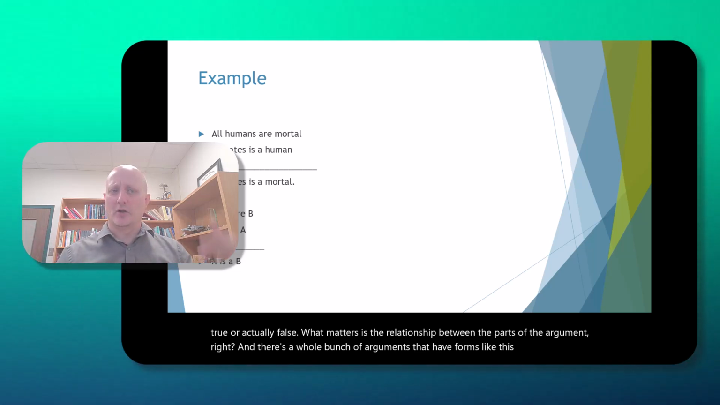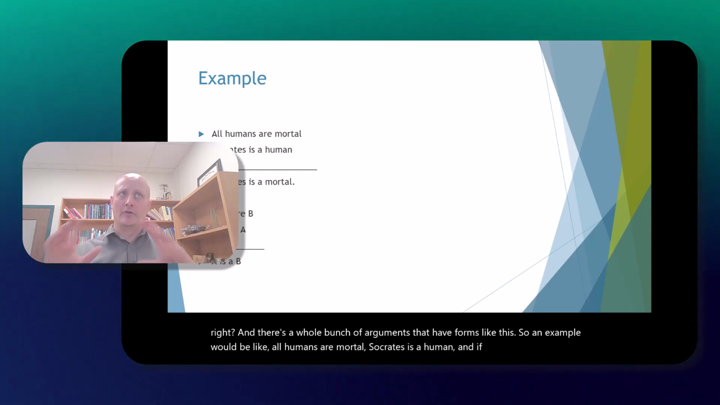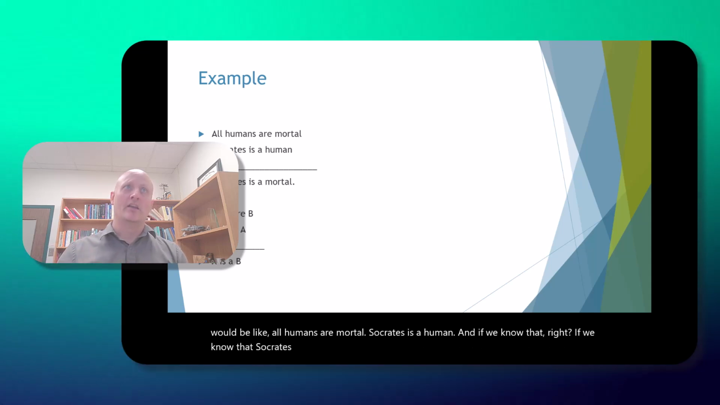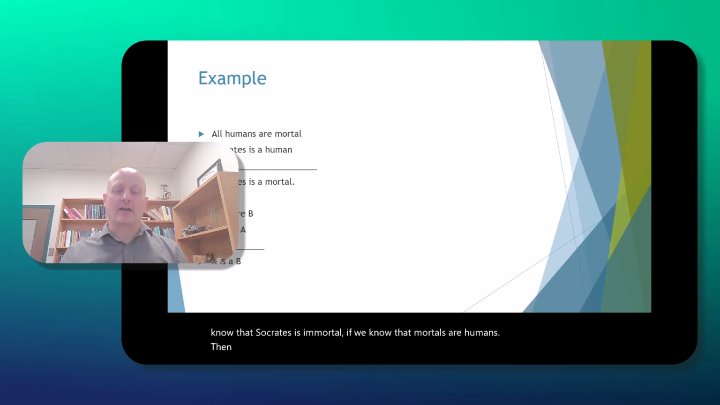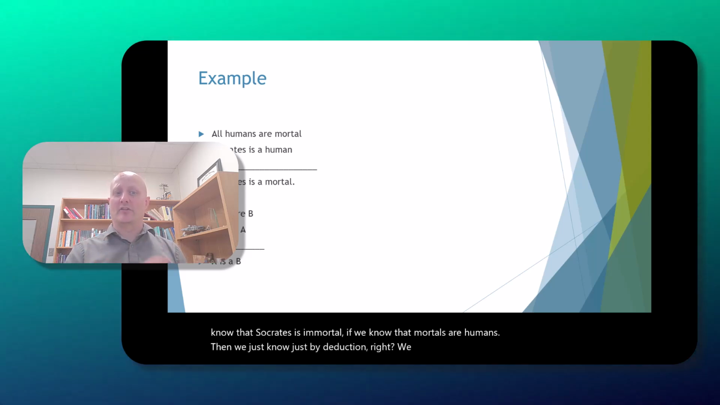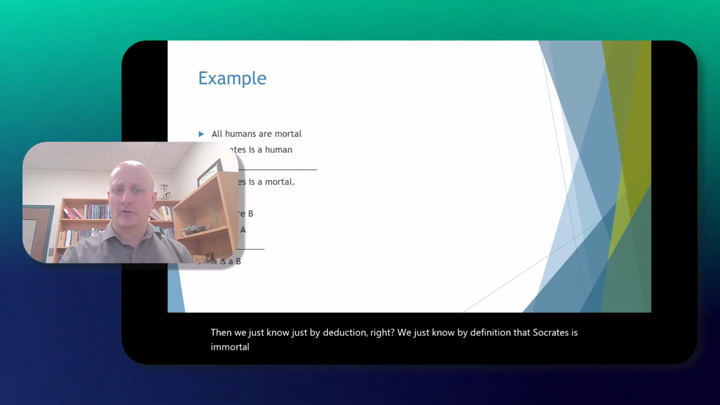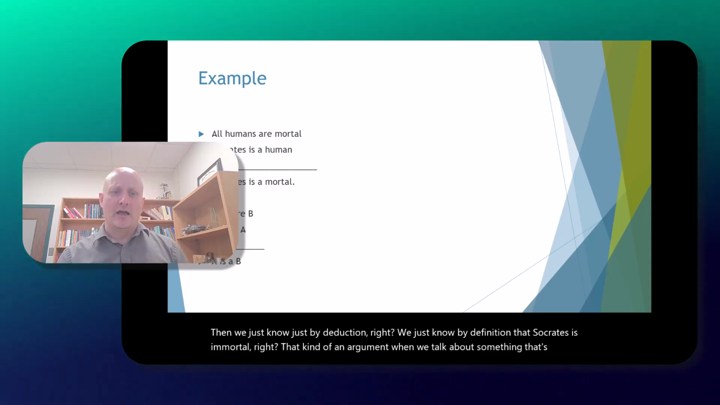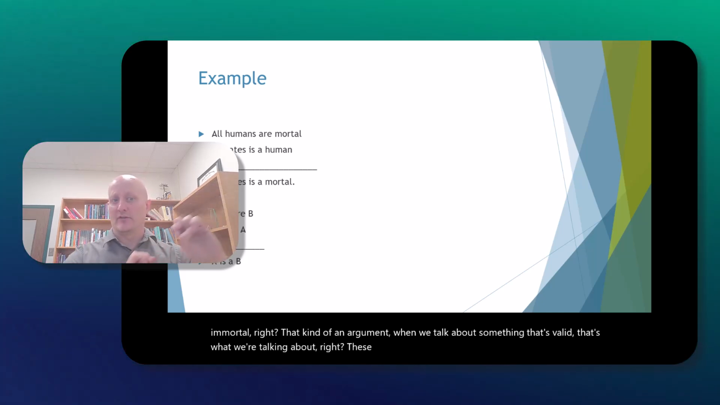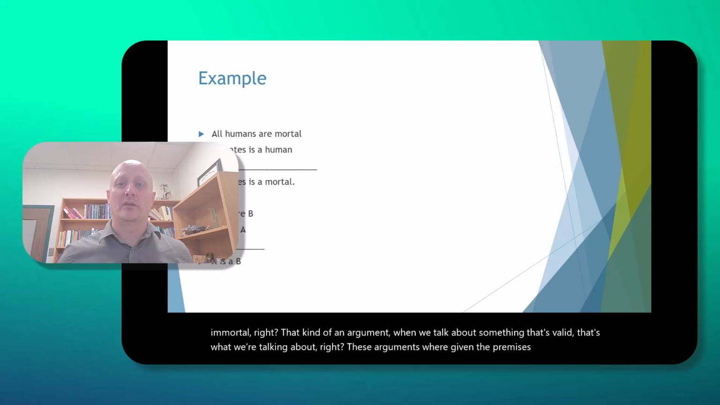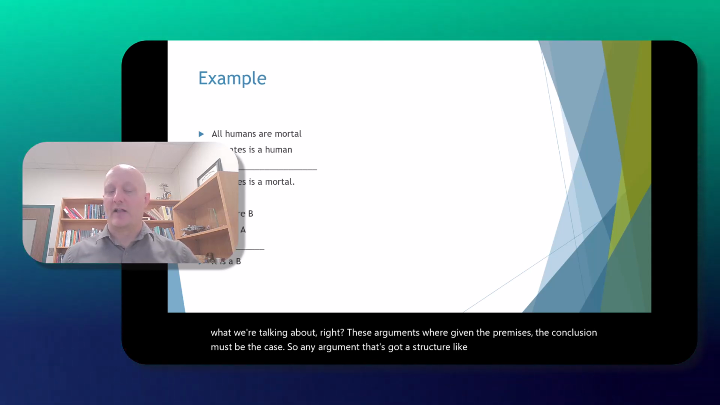So an example would be like, all humans are mortal, Socrates is a human. And if we know that, right? If we know that Socrates is a human, if we know that humans are mortal, then we just know just by deduction, right? We just know by definition that Socrates is mortal, right? That kind of an argument. When we talk about something that's valid, that's what we're talking about, right? These arguments where, given the premises, the conclusion must be the case. So any argument that's got a structure like that is valid.